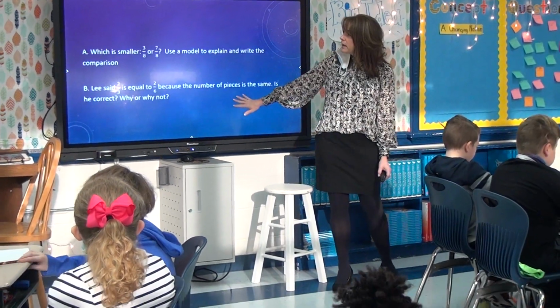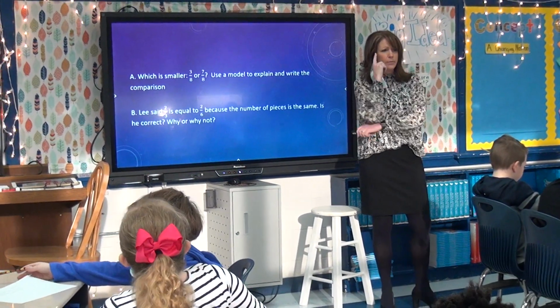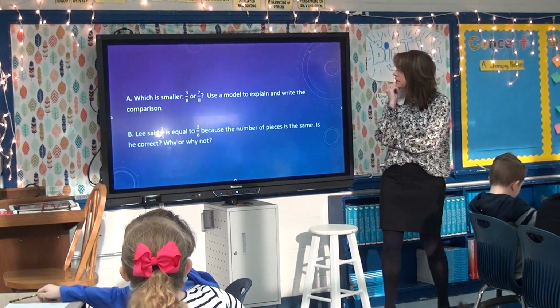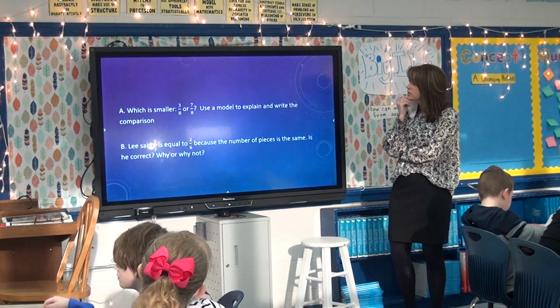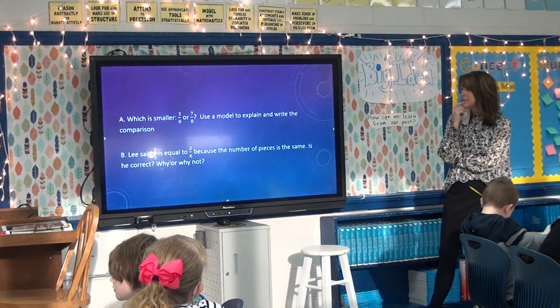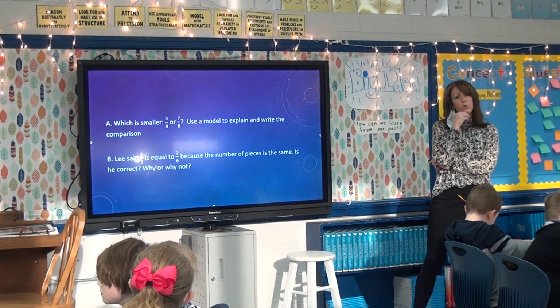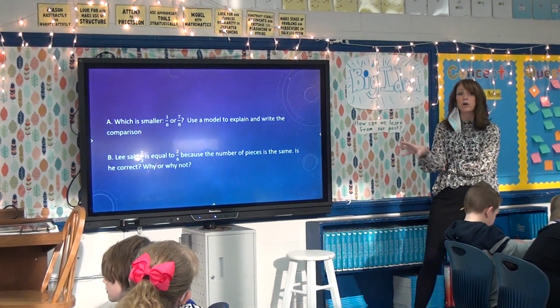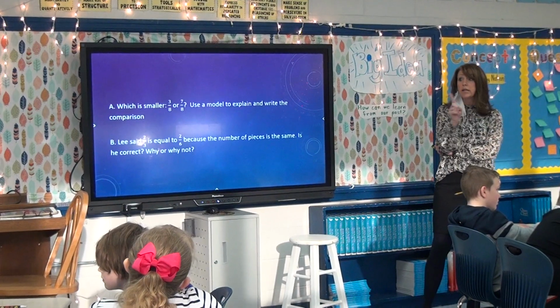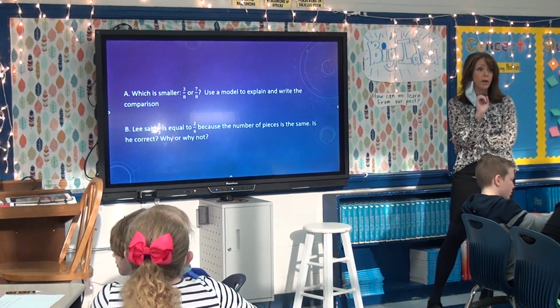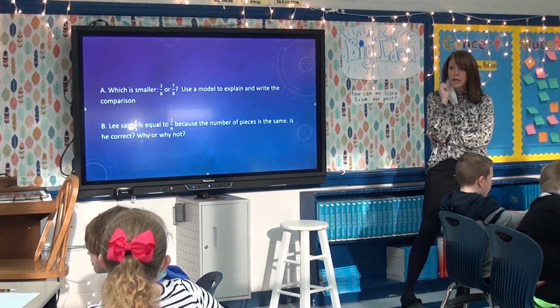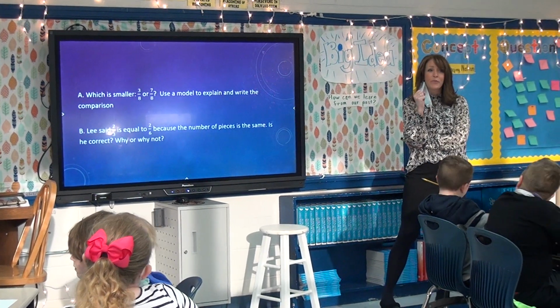And then on part B, we have Lee has a problem. You see what Lee's problem is? Lee said that 2/3 is equal to 2/6 because the number of pieces is the same. Is he correct? Why or why not? So on that problem, you're also going to be modeling and explaining, but you're also telling me if he's right or not and why or why not. Are you with me? Can you do this for me? Yes. All right, I'm so excited.